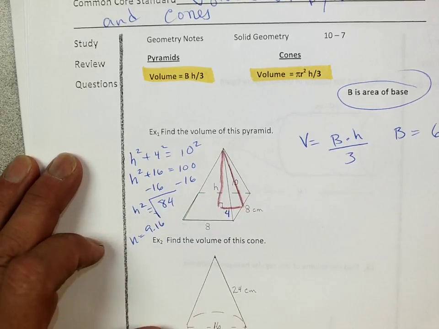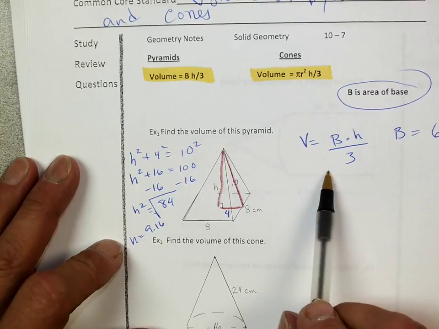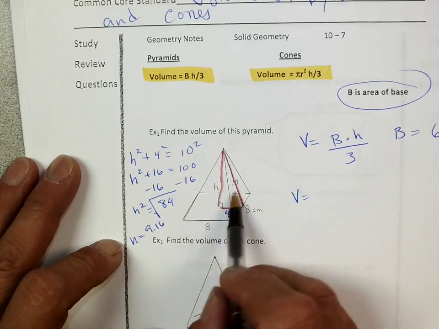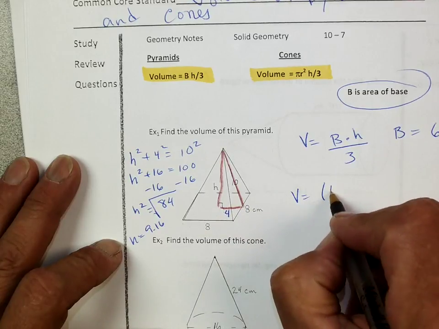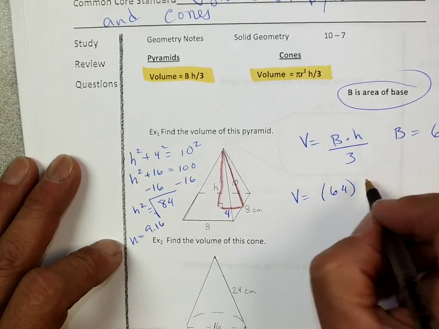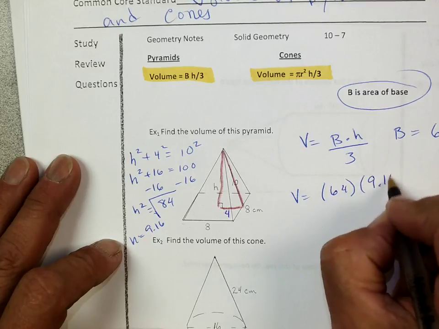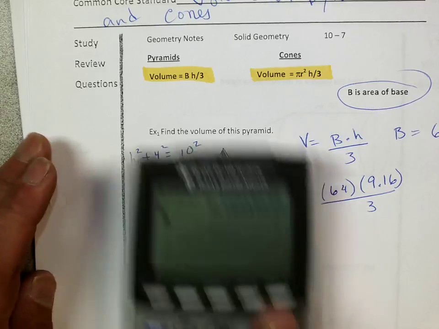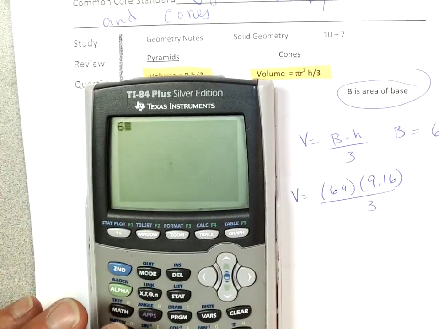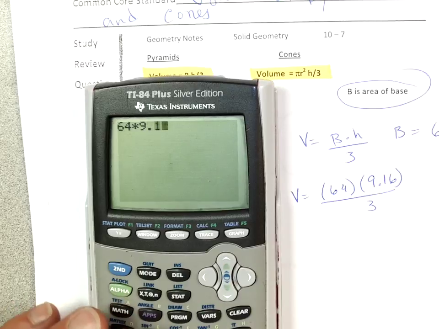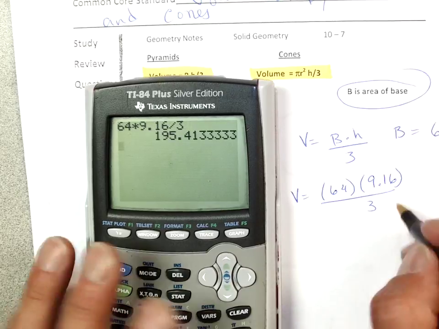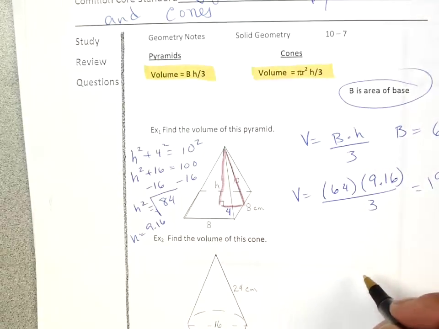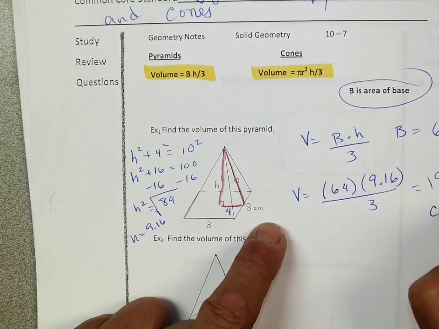All right, good. So now what do I do with that? Let's finish up the problem. Volume is going to be the area of the base, which we know is 64, times the height, which is 9.16, divided by 3. I'm going to use my calculator: 64 times 9.16 divided by 3. And so the volume of this is about 195.4, and that's going to be in terms of centimeters cubed.